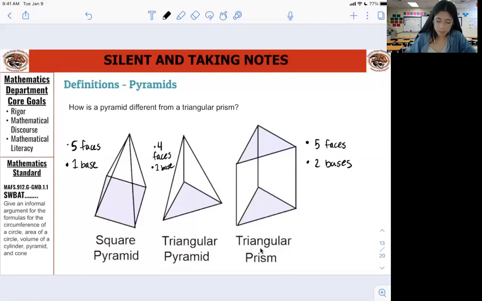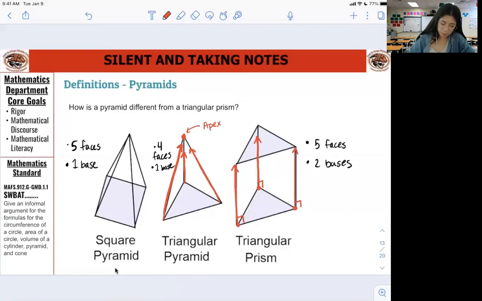So with a triangular prism, what happens is these 3 points go straight up. Straight, straight, straight up. And they make a 90-degree angle with the ground. Whereas my triangular pyramid, do they make 90-degree angles? No. But what they do is they all meet at 1 point. And so that's called the apex.